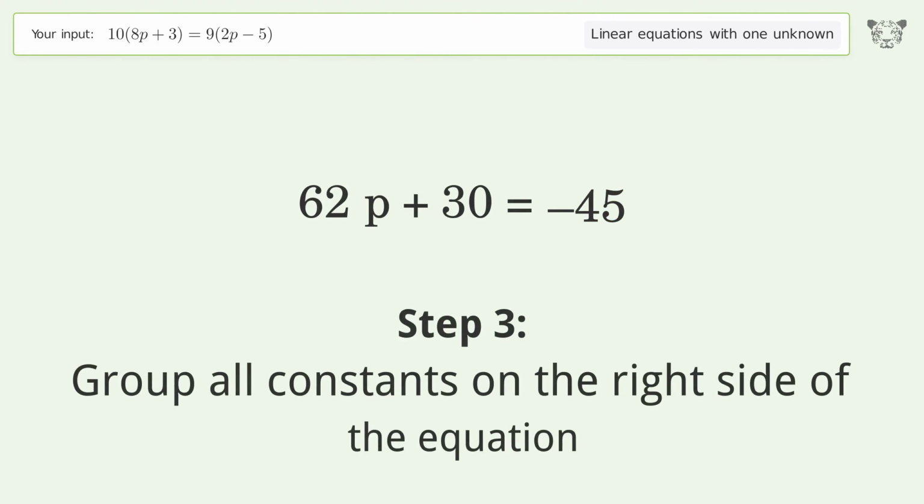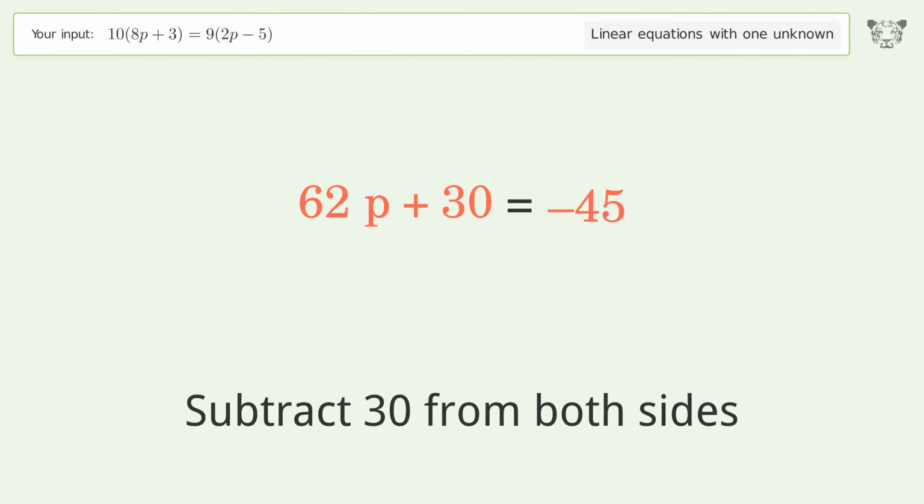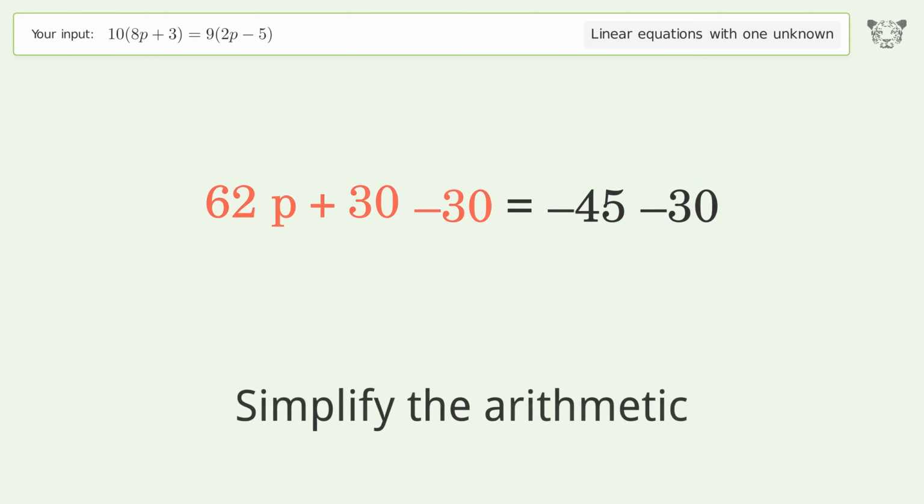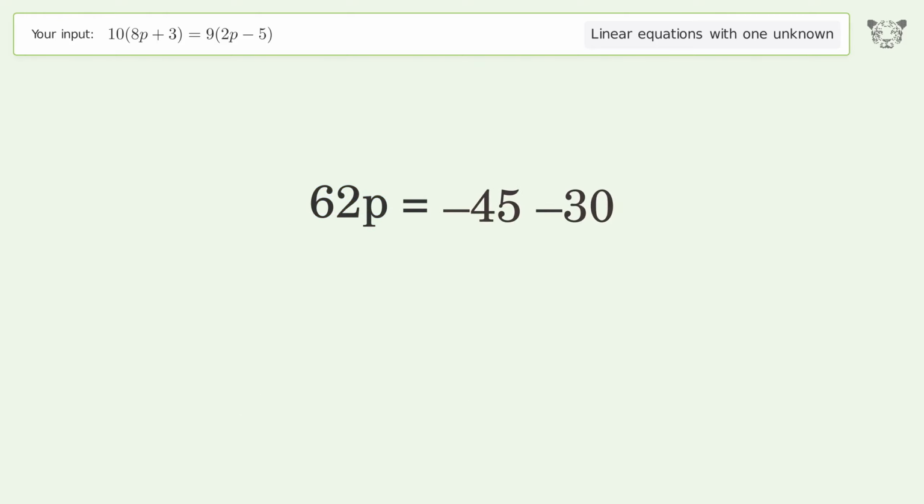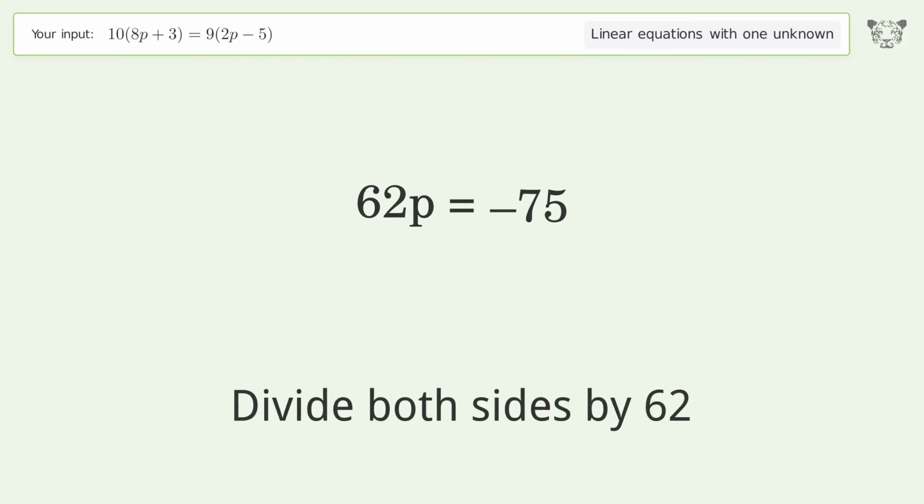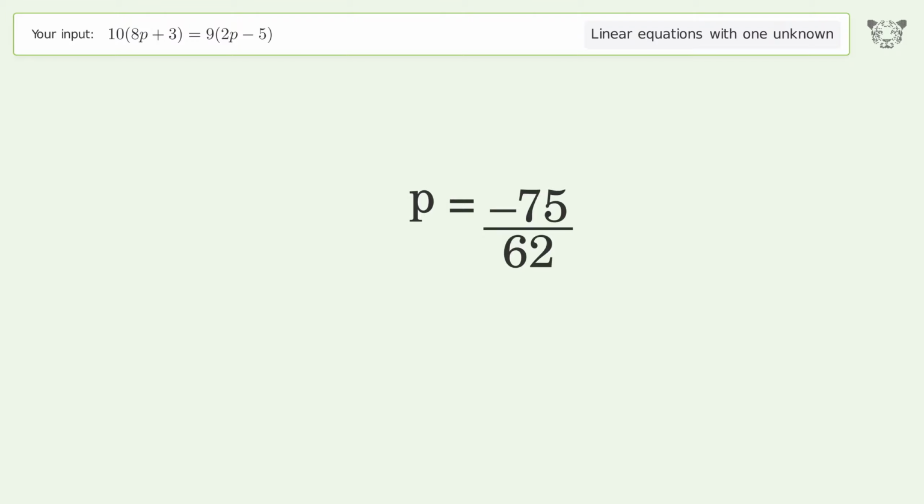Group all constants on the right side of the equation. Subtract 30 from both sides. Simplify the arithmetic. Isolate the p. Divide both sides by 62. Simplify the fraction. And so the final result is p equals -75/62.